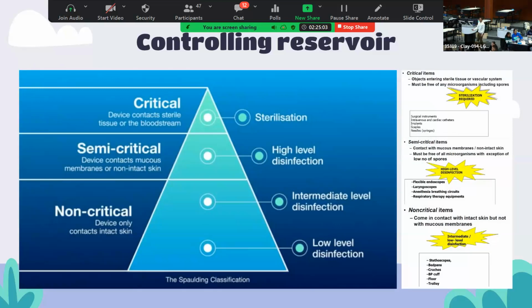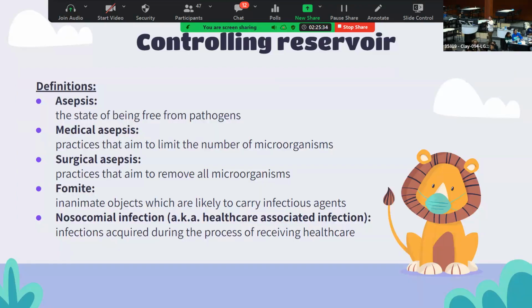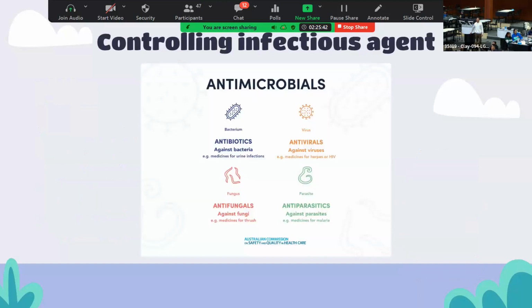All right, now in terms of using these sterilization and disinfection techniques, when to use these depends on the Spaulding classification. So you've got non-critical items, which are only in contact with intact skin: low-level or intermediate-level disinfection. Semi-critical touches mucous membranes and non-intact skin: high-level disinfection. And critical ones are instruments that go inside the tissue or inside the bloodstream, and you need sterilization for that. And just some definitions, you can go over this yourself: asepsis, medical asepsis, surgical asepsis, fomite, nosocomial infection.